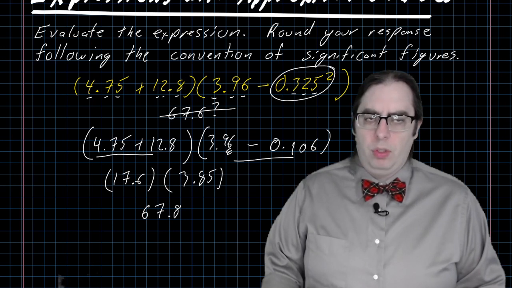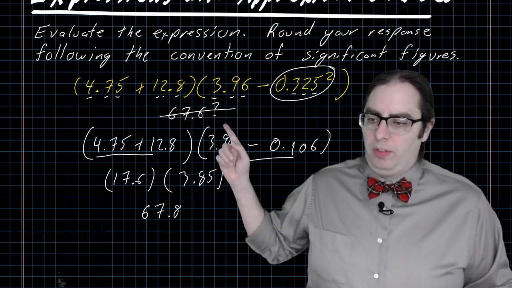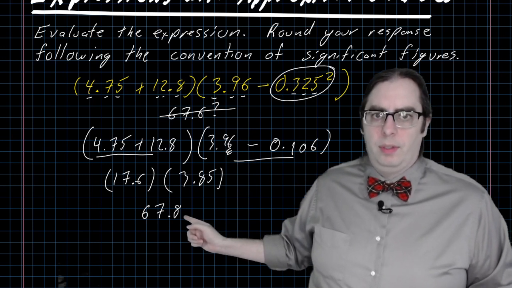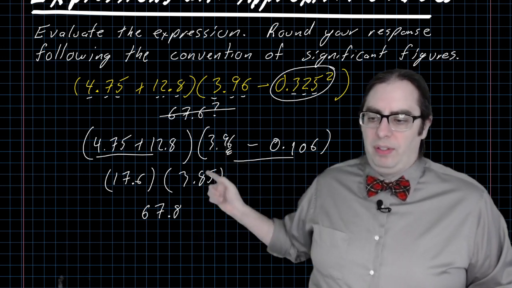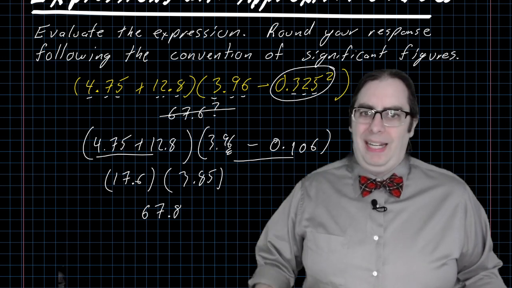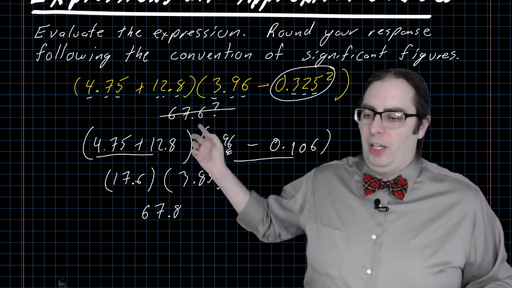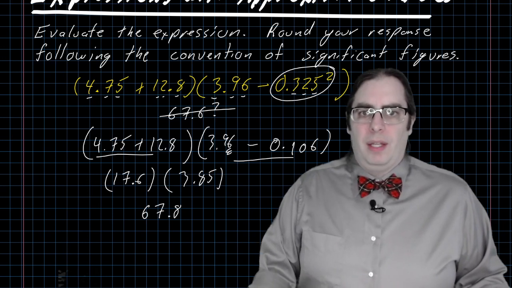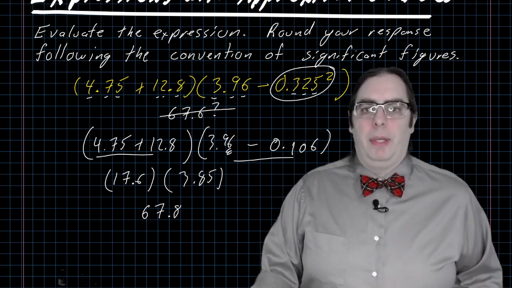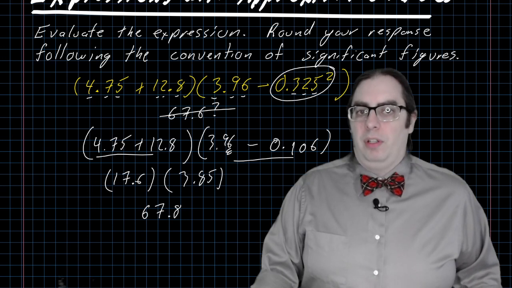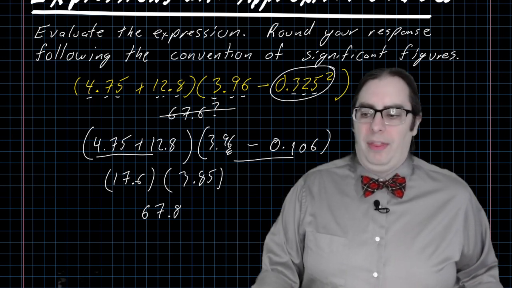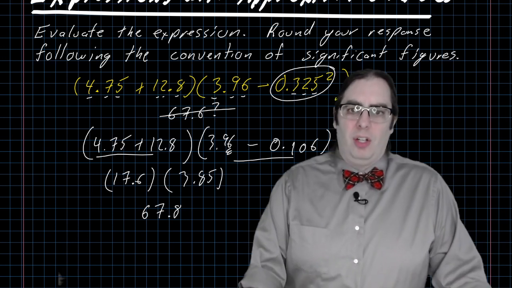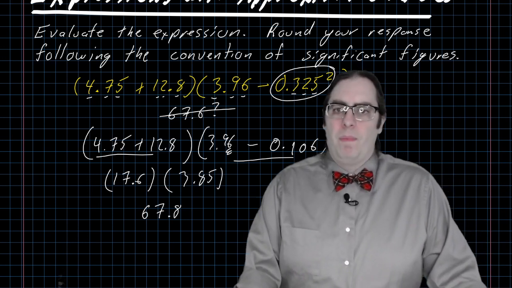All right, so which one is it? 67.6, 67.8. Because I rounded every step along the way, my answer drifted slightly from what I got if I just punched the whole thing into the calculator in one go. That's actually fairly common. As far as I'm concerned, as a human looking at this, well, 67.6 and 67.8 are essentially the same value, right?